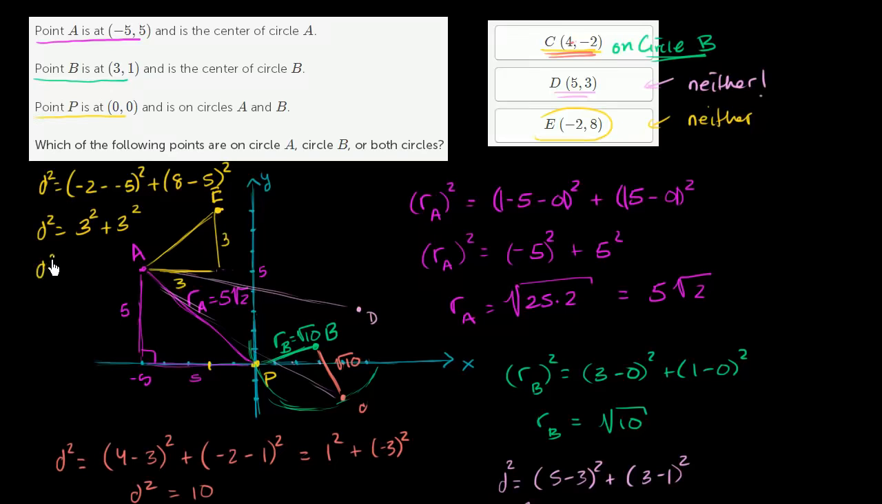So I'll skip a few steps. Our distance is equal to the square root of 9 times 2, or the distance is equal to 3 times the square root of 2. The radius of circle A is 5 times the square root of 2, not 3 times the square root of 2. So this is actually going to be inside the circle. If we want to draw circle A, it's going to look something like this. And point E is on the inside. Point D and point C are on the outside of circle A. The only one that sits on any of the circles is point C.